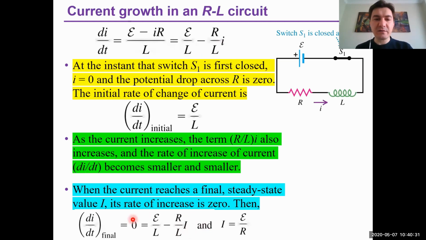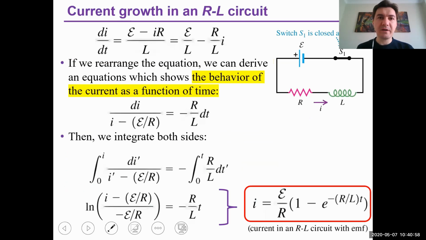Then take this one to the left side, and if you take the current from that expression, we have the current given by EMF over resistance. This is the maximum current in that circuit, and it depends on the EMF of the circuit, and it also depends on the resistance of the resistor. Any question here?